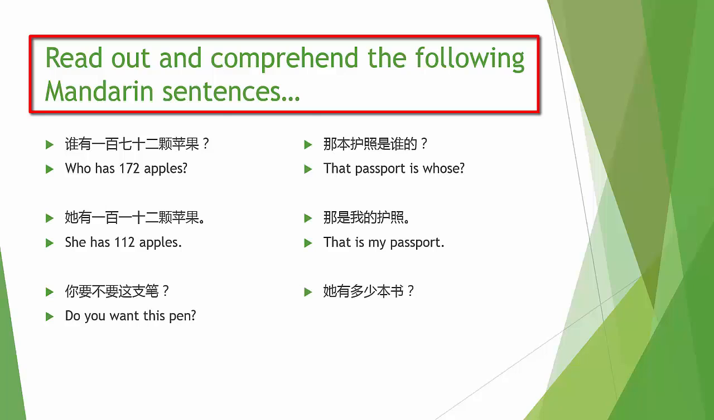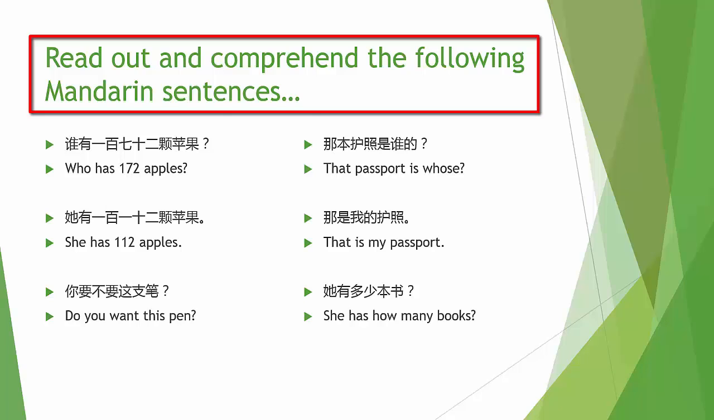Finally, can you read out what this question is? Okay, so this means she has how many books? Okay, it is a bit broken. It is meant to be how many books she has, but because in Mandarin it is asked in this way. Okay, so 多少, if you can remember, means how much, but it also means how many.